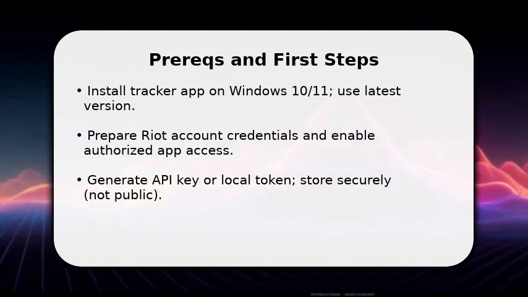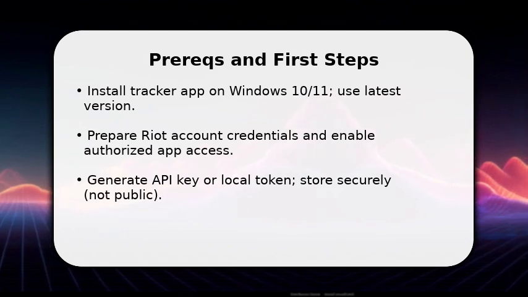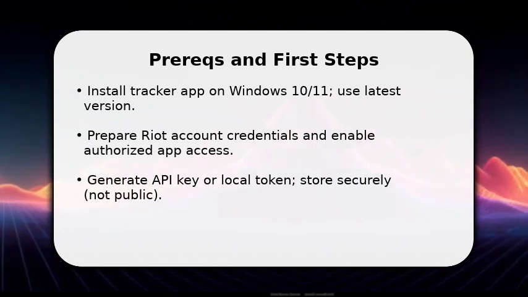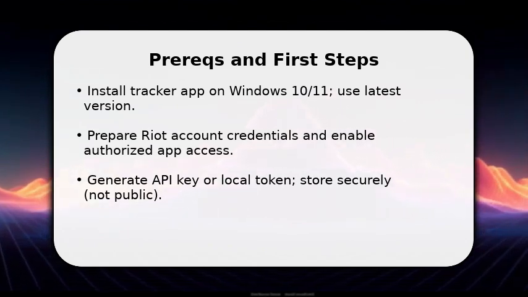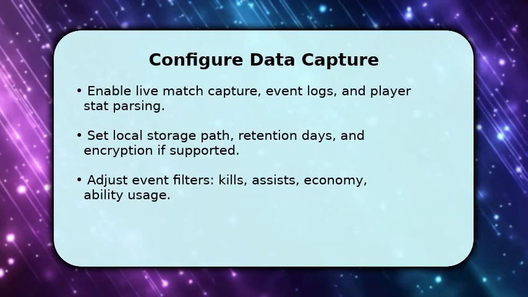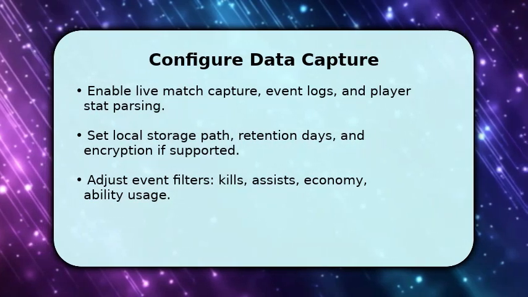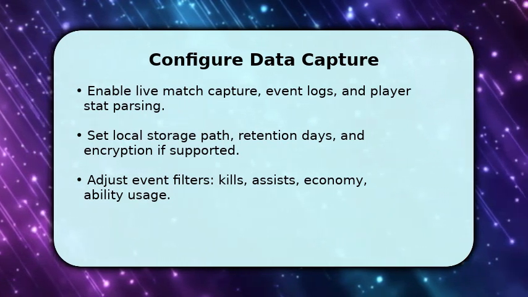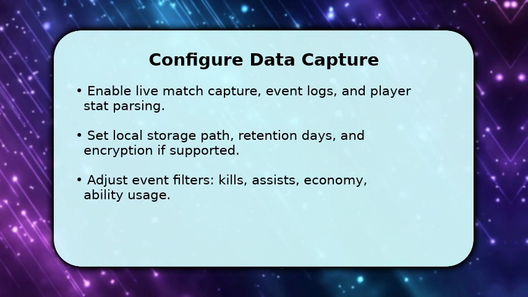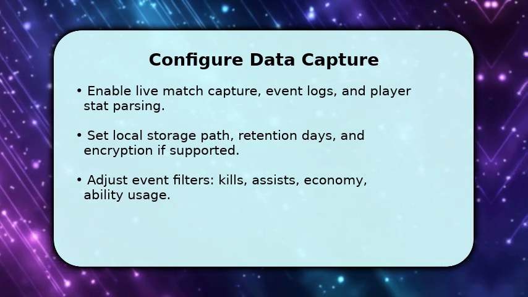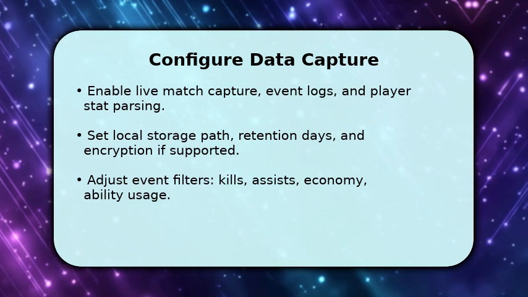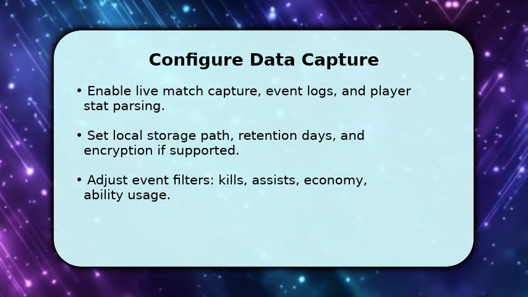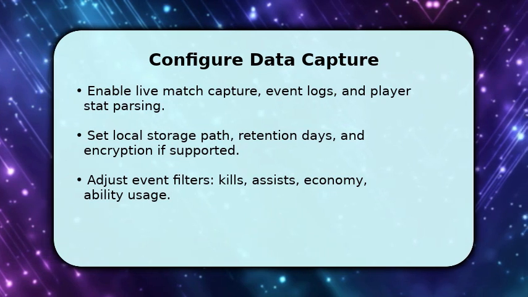Make sure the tracker runs with admin rights so it can read local game logs and capture match telemetry immediately when a game launches. Now you configure how the tracker reads and stores game events. In the settings, enable live match capture, point the tracker at your Valorant logs folder, and choose a local database or flat file storage. Next, set retention policies and optional encryption for the private dataset so nothing leaks.